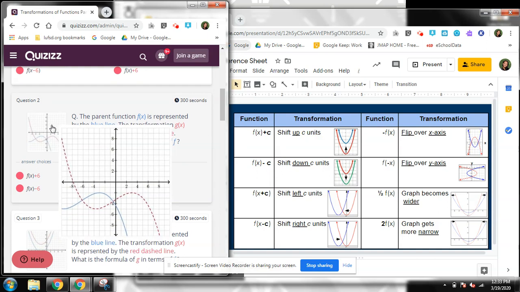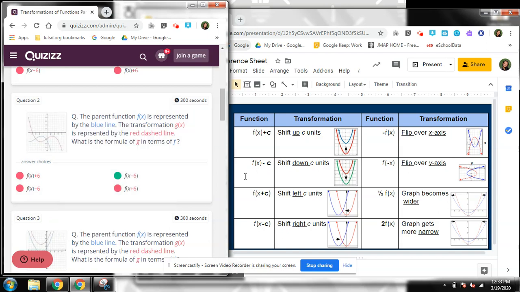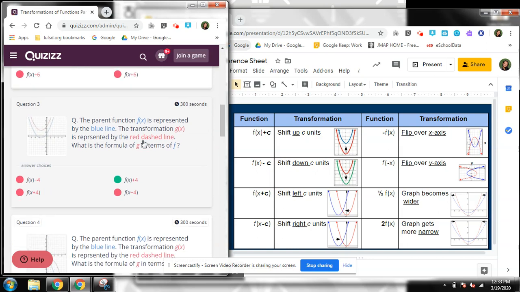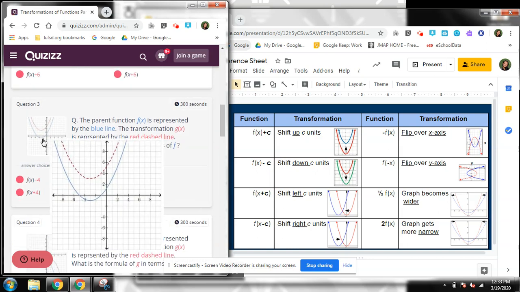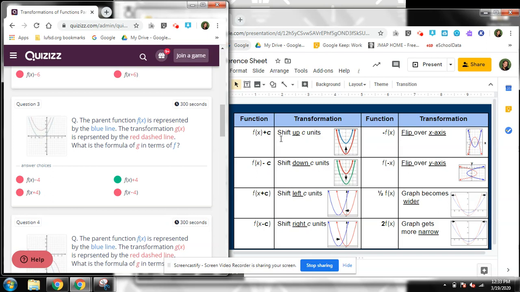The next one, let's look at this picture. We're going from blue to red. It looks like we are shifting from the left to the right. We are shifting to the right 6 units. Which one here says shifting to the right 6 units? Right here. So we need to be inside of parentheses, and we need to see a subtraction. Very good. Third question. First, we look at our image. What direction are we shifting? Hopefully you're saying up. Which function shifts up? Right here. So we need an addition sign outside of a parentheses, which we have here.